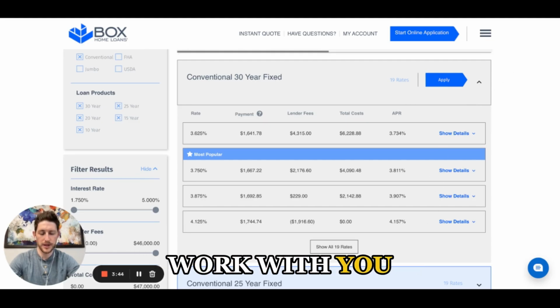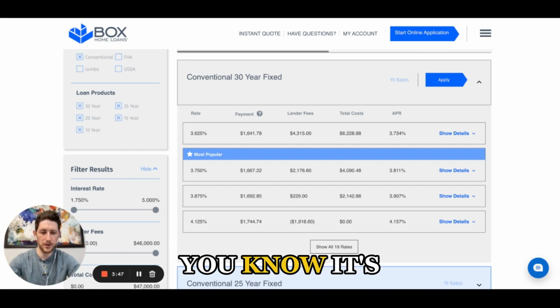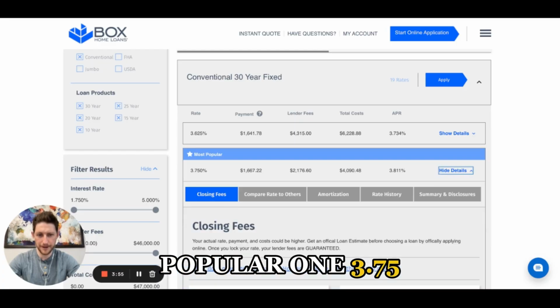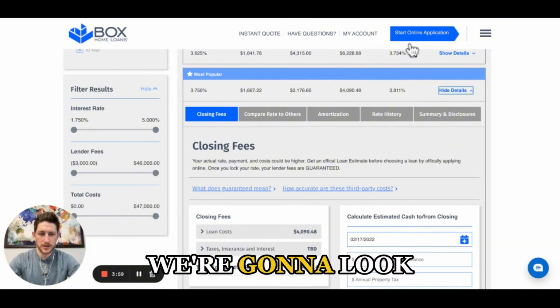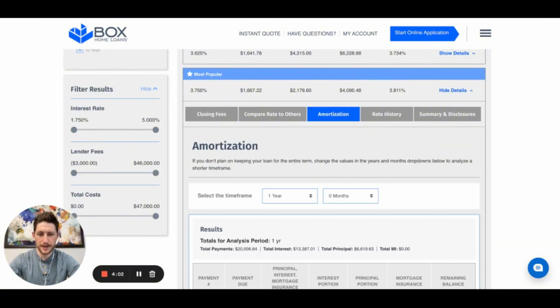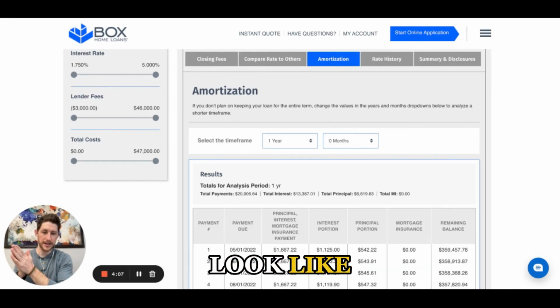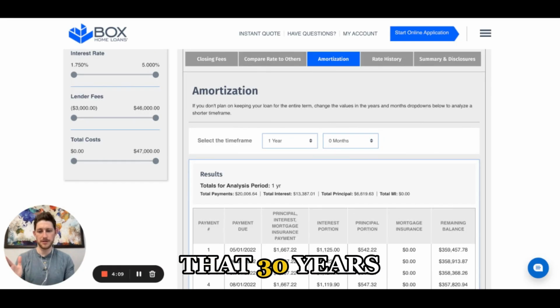They're willing to work with you. You can look at all of the rates and it's going to be on a spectrum here. So let's go ahead and look at their most popular one, 3.75. What we're going to do is look at the amortization table. An amortization table is essentially what the payments look like throughout the whole loan duration, that 30 years.